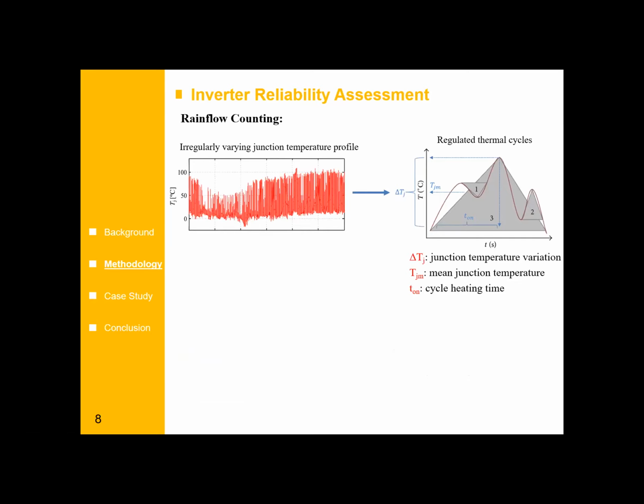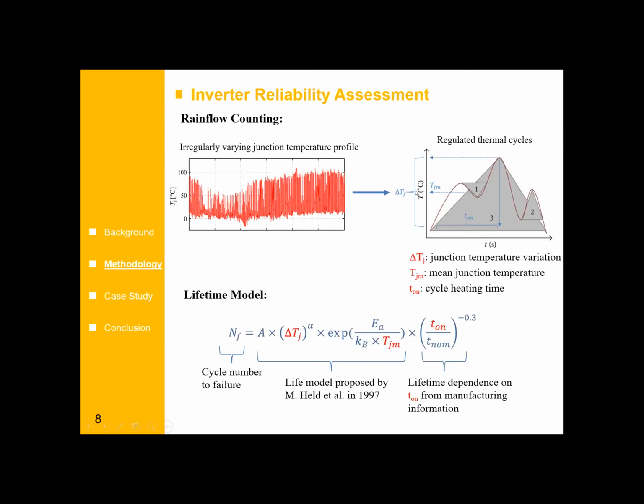So the third step is the rainflow counting technique. We use this technique to transfer this irregularly varying junction temperature profile into regulated thermal cycles. Then we can obtain the three important parameters, the ΔTj, Tjm, and ton. The picture on the right-hand side gives the demonstration of the rainflow counting technique. You can see that the red curve is the original junction temperature profile. By using this rainflow counting, it is transferred into three regulated thermal cycles. The three important parameters are also demonstrated in this figure, as shown in blue.